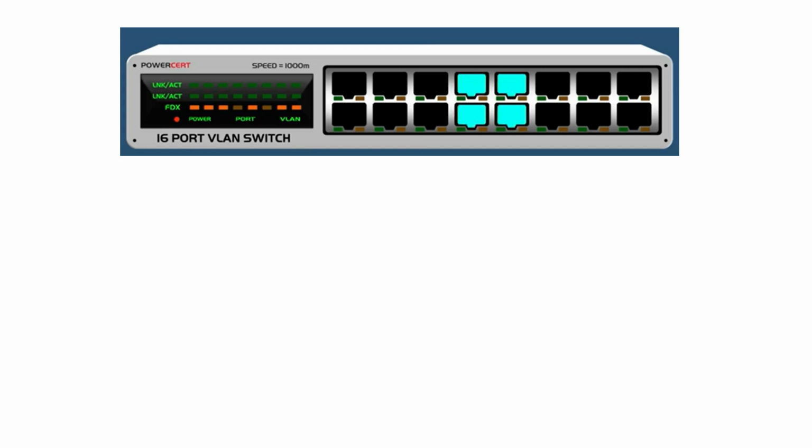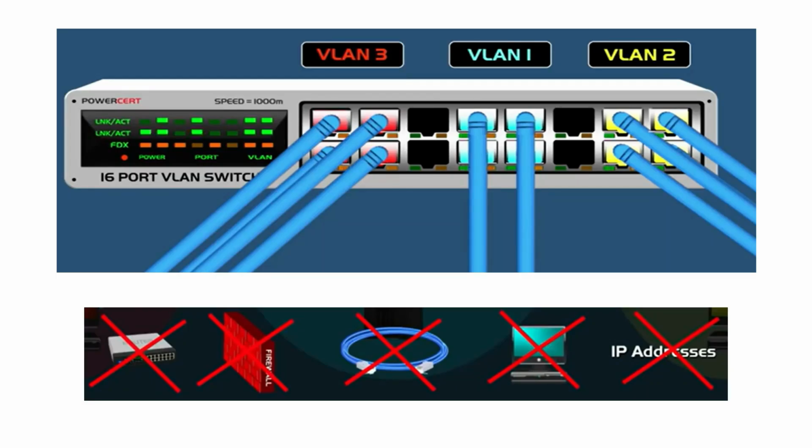So this is how the VLAN switch looks like. It's a 16 port VLAN switch, and here you can see that we have to use certain ports and do a little configuration, and then we can make a small network. So this is how it works. So if we want to make use of this switch and want to create three VLANs, this is how we are going to use these ports to make our small network.